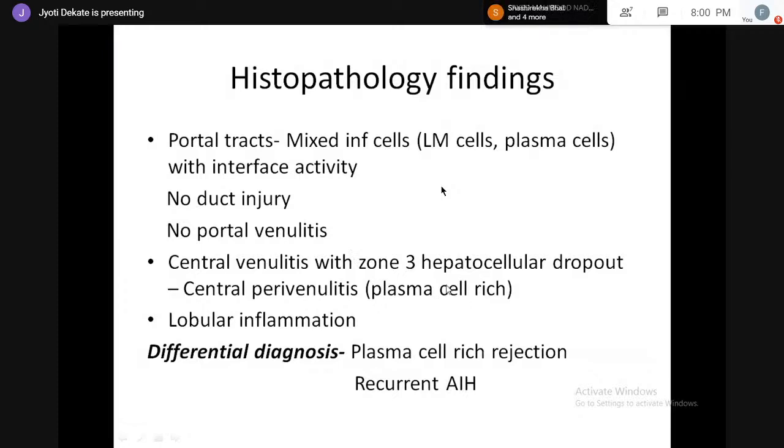So in such cases, in the later post-operative period, when we see a lot of interface activity, a lot of perivenular inflammation, central perivenulitis with many plasma cells, one has to think of the following possibilities: plasma cell-rich rejection and recurrent autoimmune hepatitis. This patient was transplanted for Budd-Chiari syndrome. She was JAK2 positive, and hence the possibility of recurrent autoimmune hepatitis was not considered. So I considered the possibility of plasma cell-rich rejection.